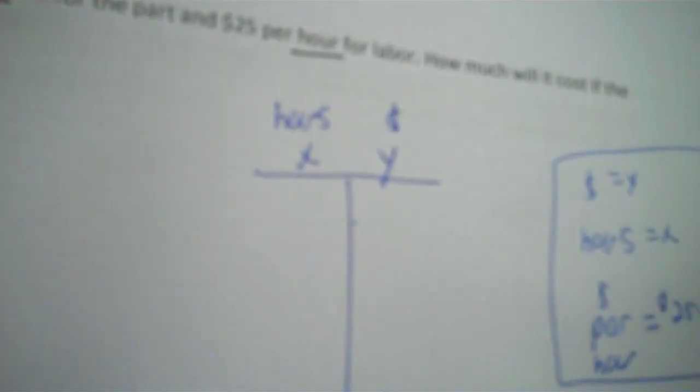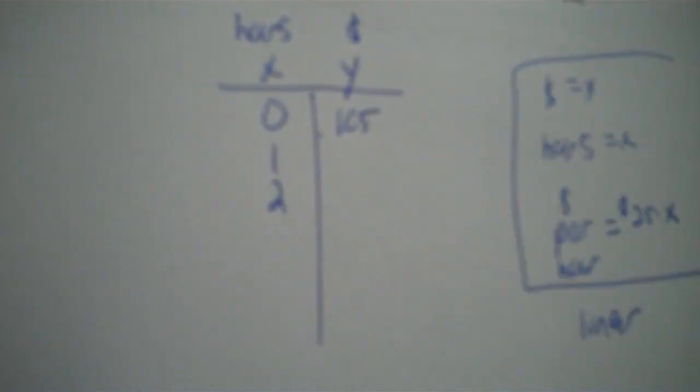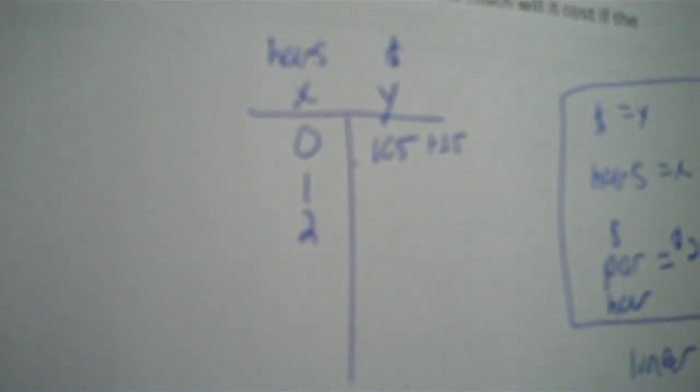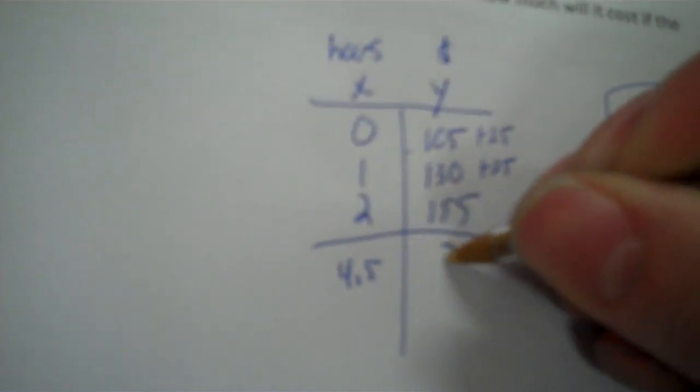So hours is x and dollars is y. Okay. So the hours begin at 0. They jump to 1 and 2. So we started at $105. Then we're adding $25 every hour. So that bumps me up to 130, plus 25, that's 155. Then that goes on and on. And we need to find out how much money there would be if this went down to 4.5 hours, 4.5.